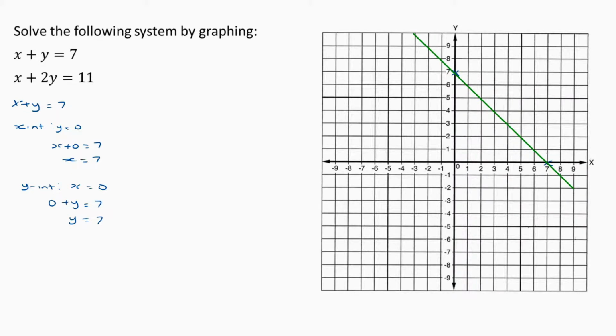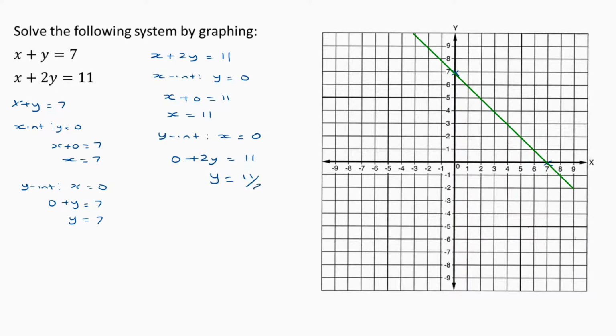Now we're going to look at x plus 2y. So we have x plus 2y equal to 11. Let's try the x-intercept. This is y equal to 0. So x plus 0 equal to 11. So x is equal to 11. And then for the y-intercept, x equal to 0. So 0 plus 2y equal to 11. So y is 11 over 2, which is about 5.5.